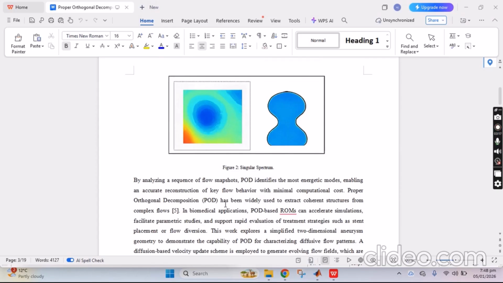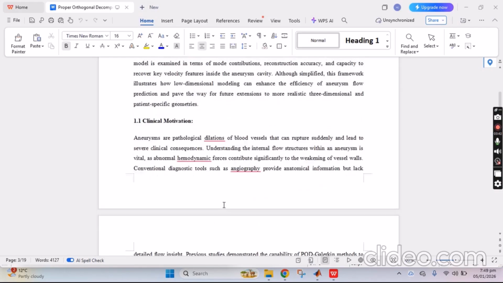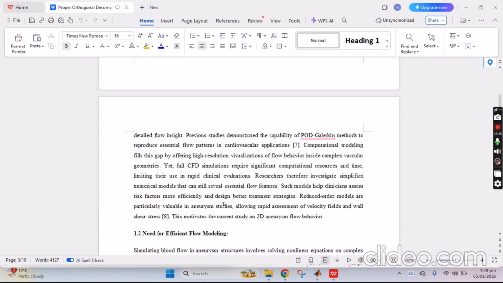So here is the singular spectrum, by analyzing a sequence of flow snapshots, and proper orthogonal decomposition has also been widely used to extract coherent structures from complex flows. In biomedical applications, POD-based ROMs can accelerate the simulation. So here is the clinical motivation, in which I have added how computational modeling fills this gap by offering high resolution visualizations of flow behavior inside complex vascular geometries.